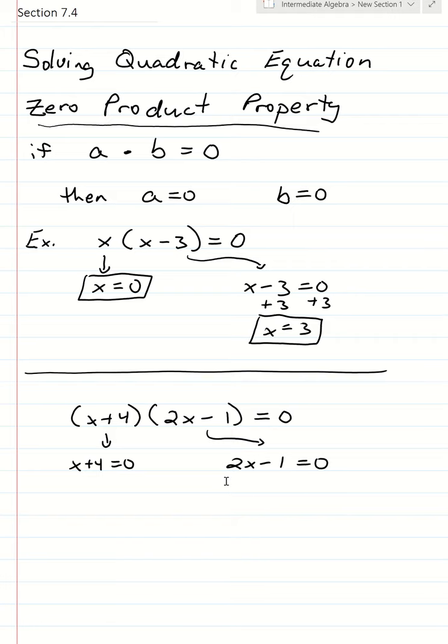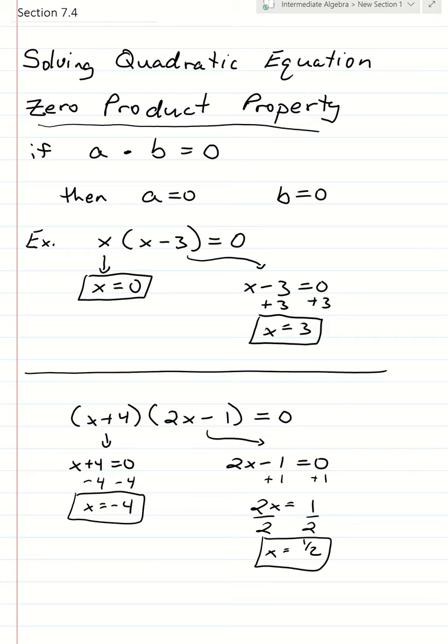To solve for the first x, I would want to subtract 4 over, giving me x equals negative 4. The second one, I would want to begin by adding the 1 over, giving me now 2x equals 1. And since we want just x by itself, I would have to divide both sides by 2, and therefore x would also equal 1/2. So we have, once again, two solutions for the variable x, and you must give me both.